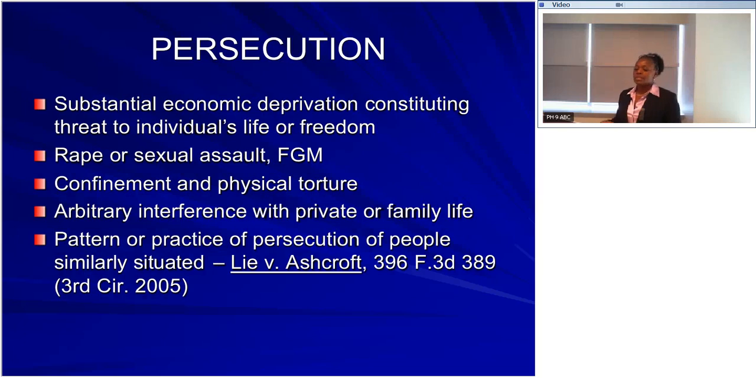So we've been told through case law that substantial economic deprivation can constitute a threat to life or freedom, rape or sexual assault, FGM, which was recognized back in 1985. I think that was the case Kasinga. Confinement and physical torture, arbitrary interference with private or family life, and you might be wondering, well, what does that mean? So one of the cases where that was discussed was when China had the one-child policy, for instance. Now it's the two-child policy.